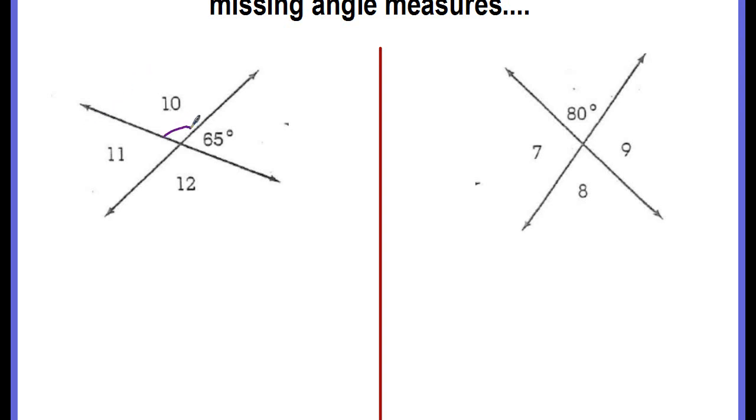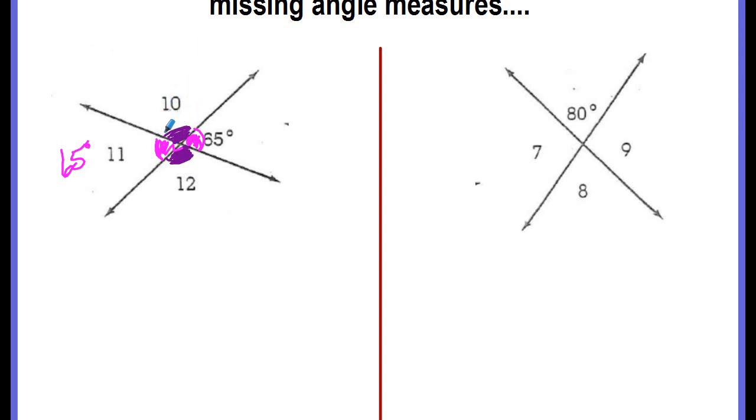So that means angle 10 and angle 12 are going to be the same. They're opposite, they're going to be congruent. And angle 11 and the 65 degree angle, they are congruent. They're opposite, so they're going to measure the same degree. Since this one was 65 degrees, that means 11 is also going to be 65 degrees. But now I need to find 10 and 12, and I don't know the measure of either one of those. So I'm going to have to think about something different.